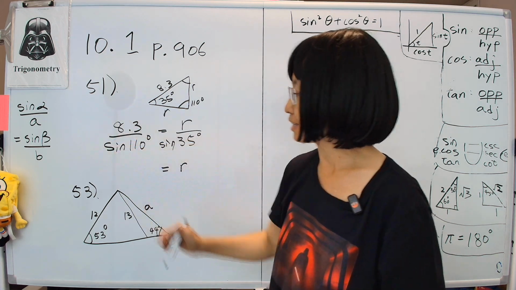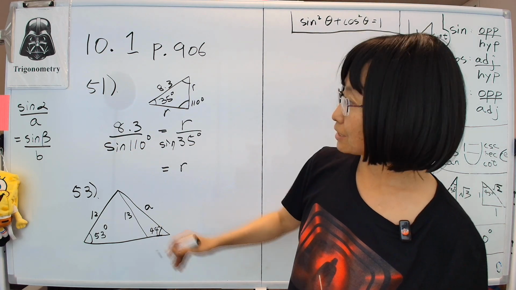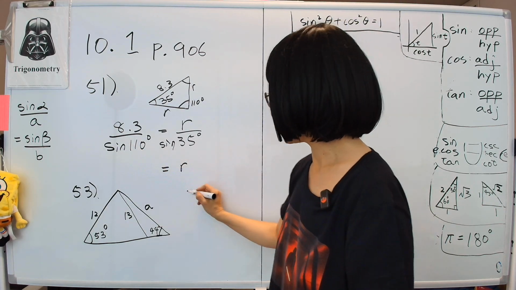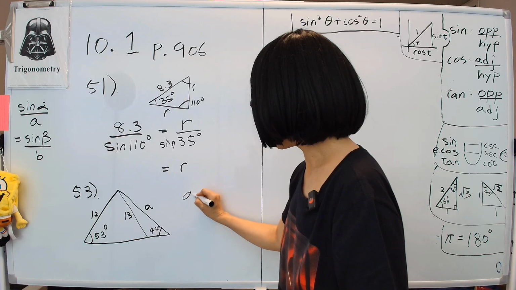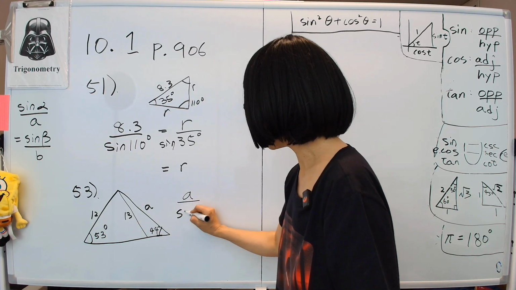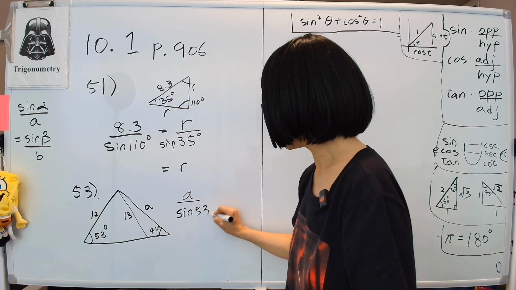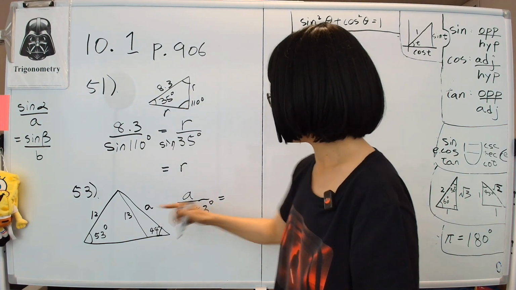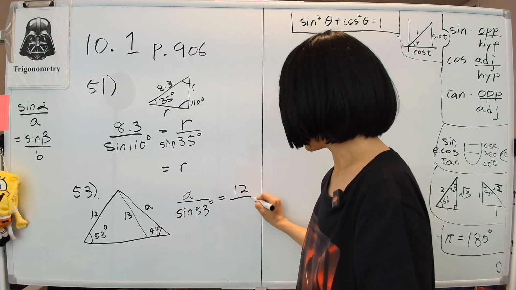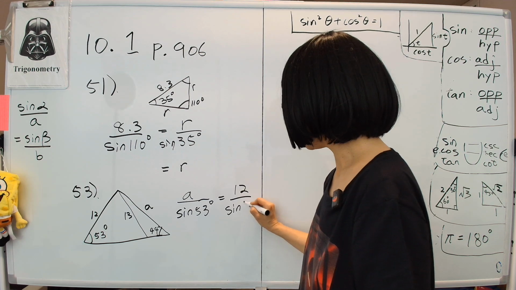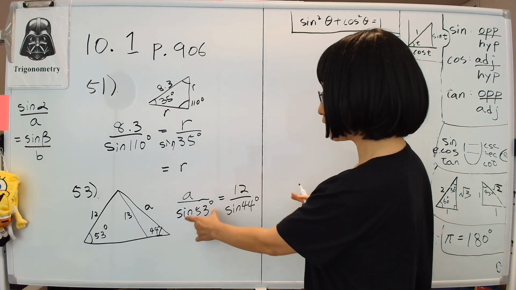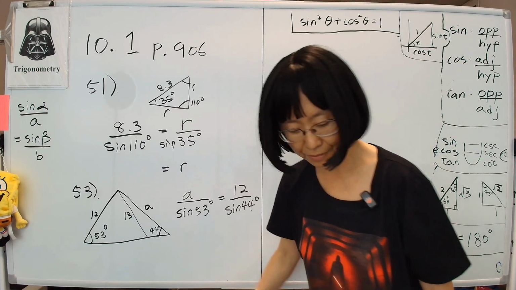Let's flip it around again, because that might reduce the amount of writing I have to do. So A divided by the sine of its opposite angle will be A divided by sine of 53 degrees. It's going to be equal to the 12, its opposite angle, which is 12 divided by sine of 44 degrees. So that means A equals this stuff times the sine of 53. And that should give us the answer.